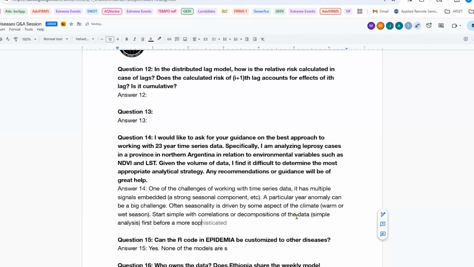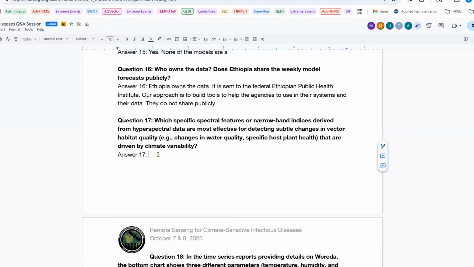Now a couple of remote sensing related questions. So this is question number 17. Which specific spectral features or narrowband indices derived from hyperspectral data are most effective for detecting such changes in vector habitat quality, related to changes in water quality, specific host plant health that are driven by climate variability?